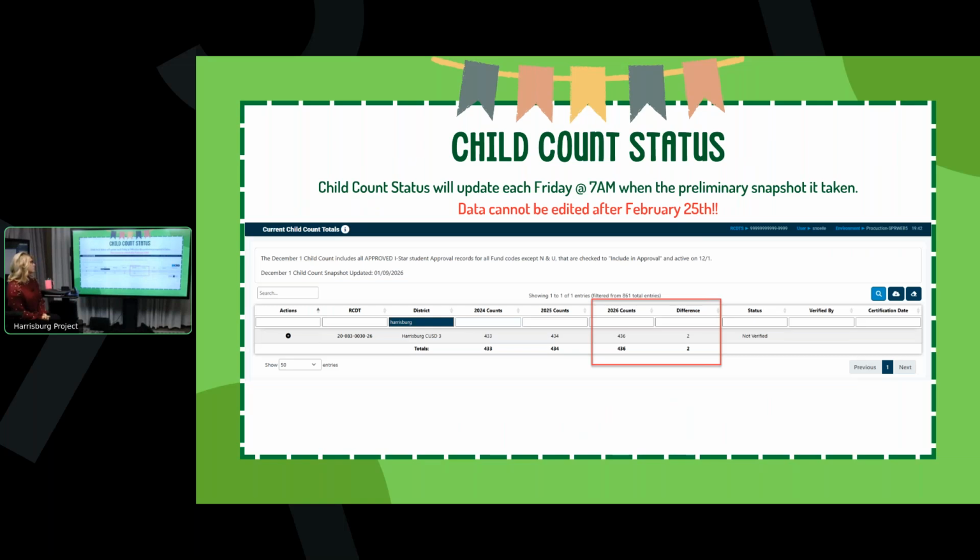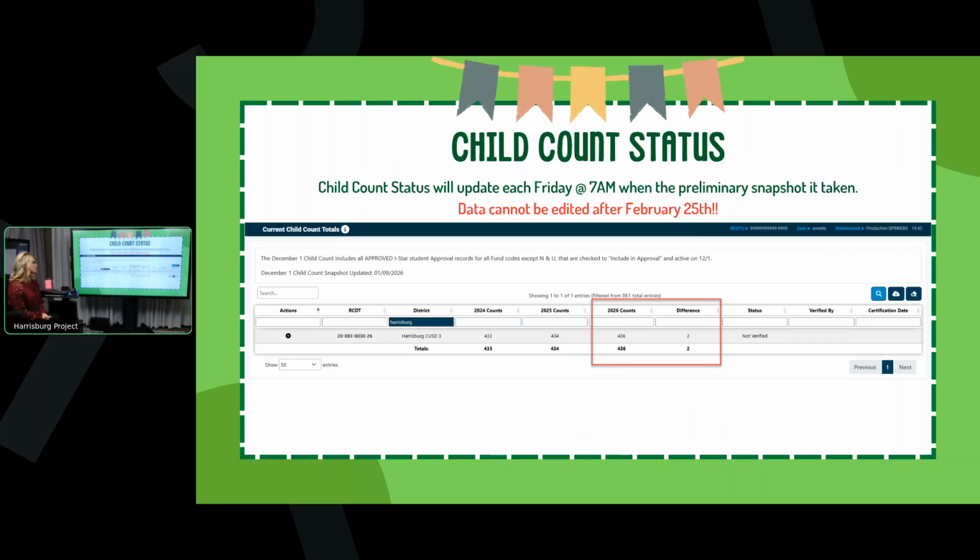So this is what the new screen looks like. We're not worried about the status, if it's verified yet. It's not time for that. We're not verifying anything because the final has not been taken. So right now, what you should be focusing on is your 2026 count and the difference.